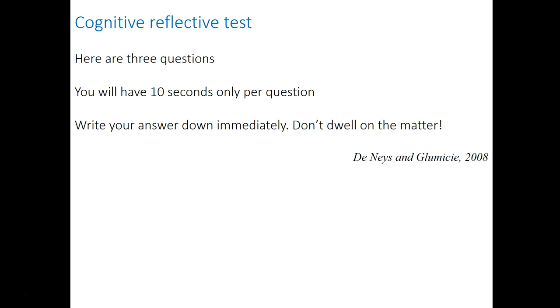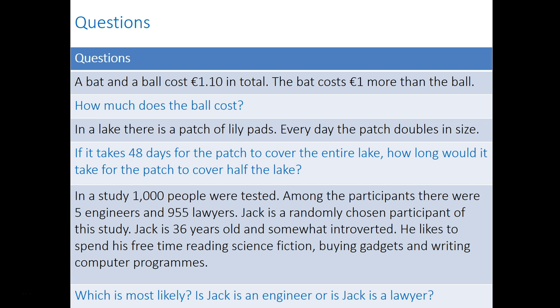Let's dwell for a moment on two ways of thinking: intuitive thinking and analytical thinking. Here are 3 questions. You'll have 10 seconds only per question. Do not dwell on the matter. Write down your answer immediately. Here is the first question. A bat and a ball cost $1.10 in total. The bat costs $1 more than the ball. Here's your question. How much does the ball cost?